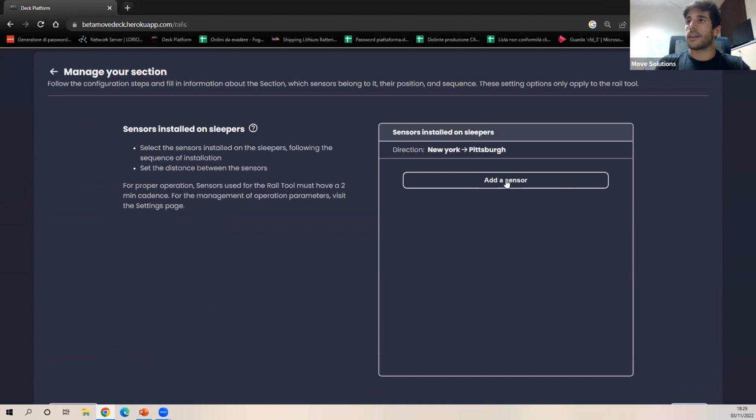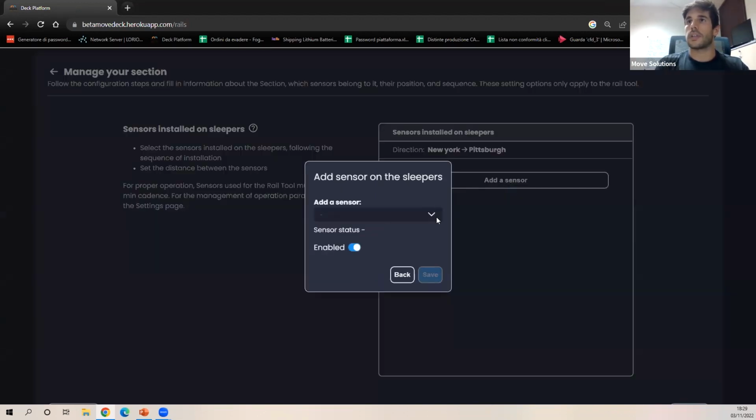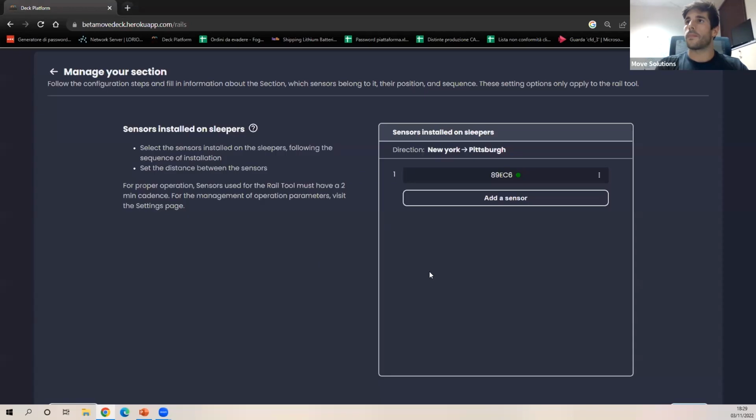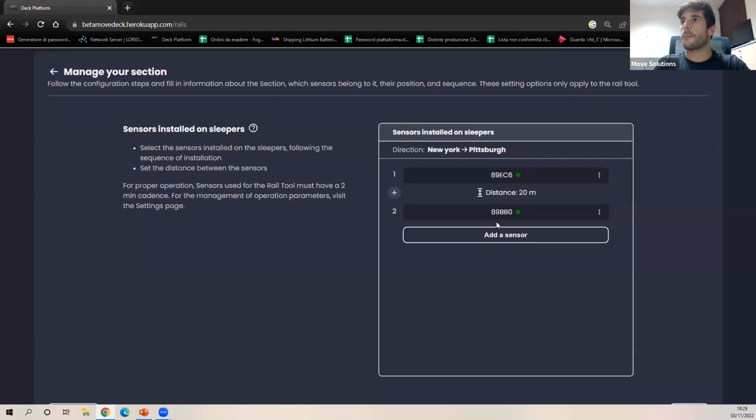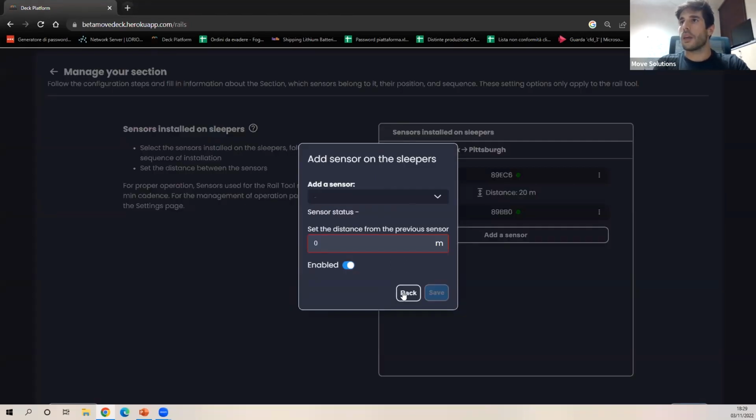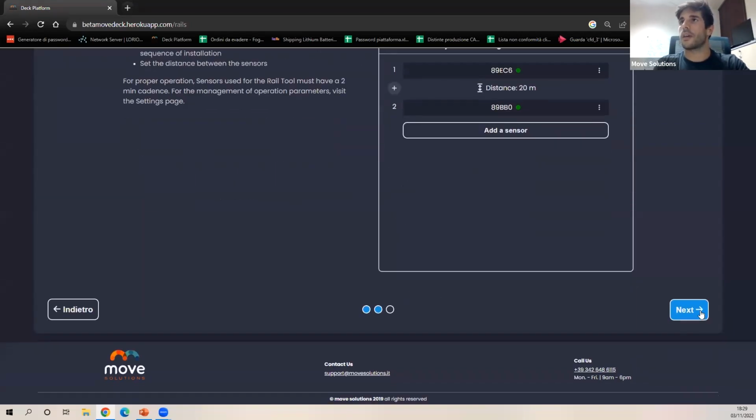You can add, of course, the sensors to the section. So you have a list of sensors that are available. Here you have a status of the sensor, so whether or not the sensor is online on the platform, whether or not it's actually sending the data. So you can save it. You can add another one. And when you add the second one, you also have to provide some information like the distance from the previous one. So it might be 20 meters, for example, and so forth. So, you configure your section.